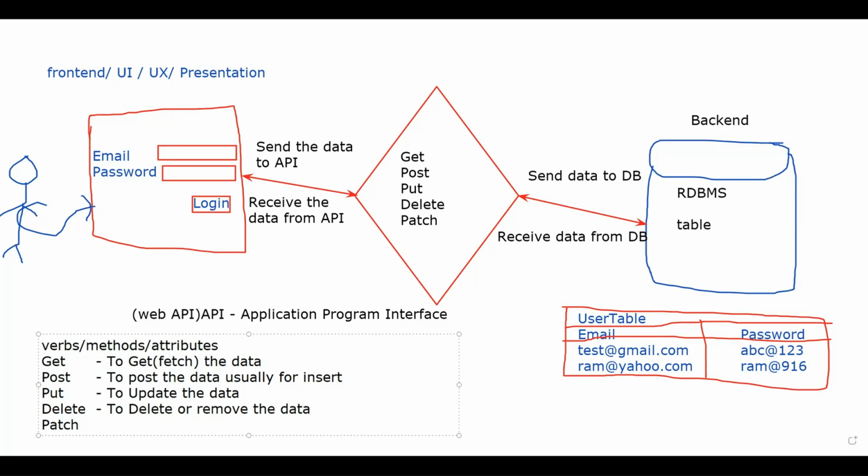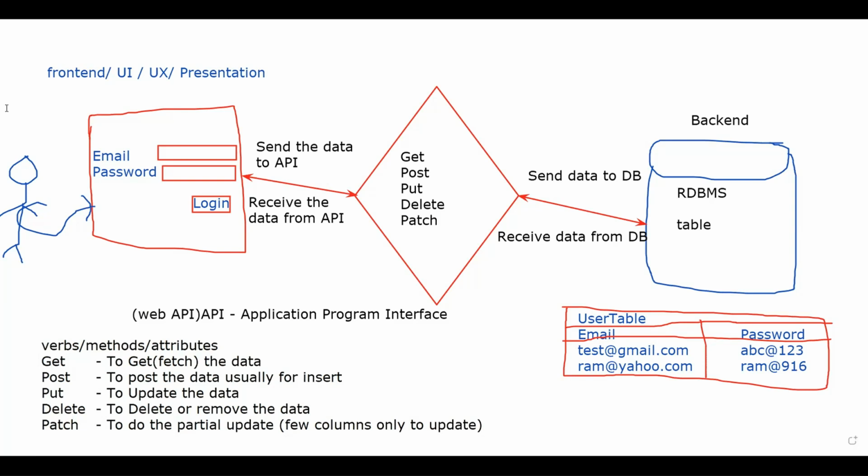Patch is used to do a partial update. Put is used to do an entire record update. With patch, there are only a few columns we need to update, or a portion of the table we need to update. So for updating only a few columns, use a patch command.